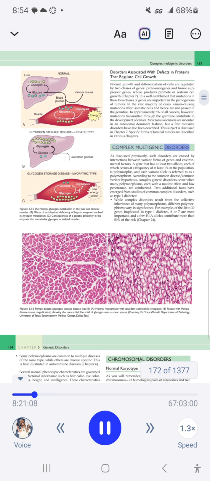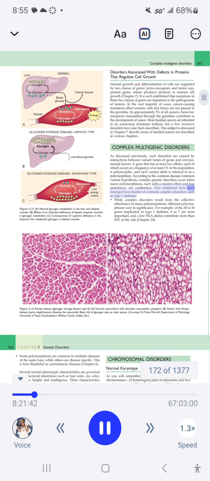Complex multigenic disorders. As discussed previously, such disorders are caused by interactions between variant forms of genes and environmental factors. A gene that has at least two alleles, each of which occurs at a frequency of at least 1% in the population, is polymorphic, and each variant allele is referred to as a polymorphism. According to the common disease, common variant hypothesis, complex genetic disorders occur when many polymorphisms, each with a modest effect and low penetrance, are co-inherited.